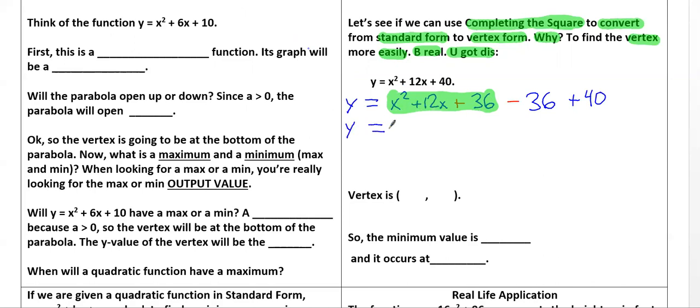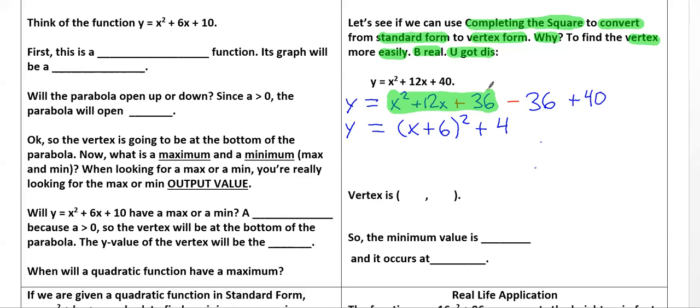We're going to now write this as the quantity x plus 6 squared. This number here is b divided by 2, so 12 divided by 2 is 6. That's a squared, and this is b squared: 6 squared is 36. And 2ab, 2 times x times 6 is 12x. Now we have this minus 36 plus 40 business. That's plus 4, correct?